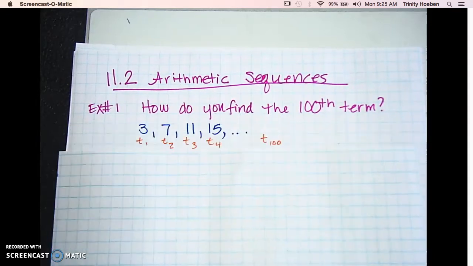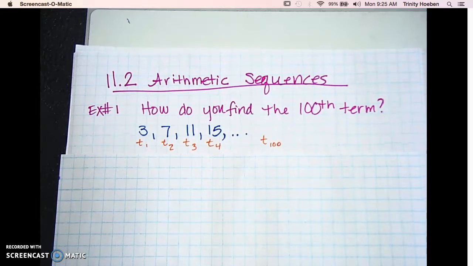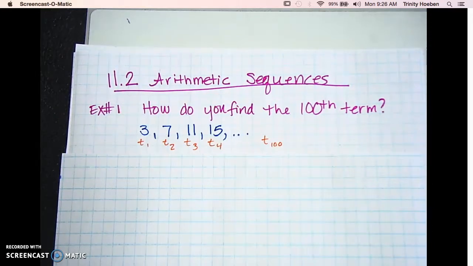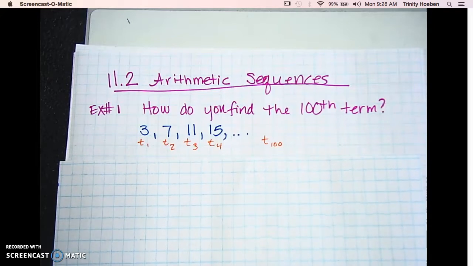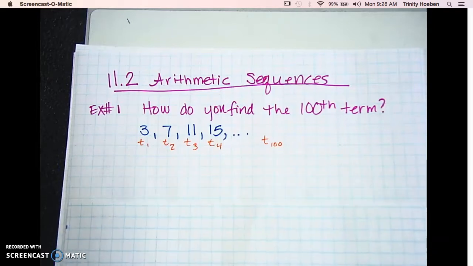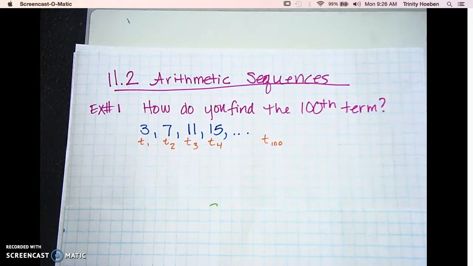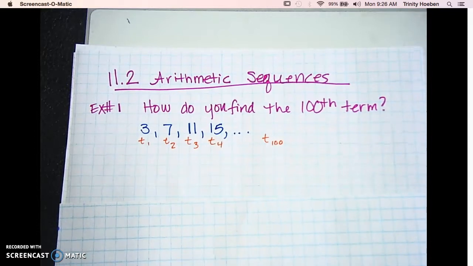So, what if you were given the first 4 terms, like 3, 7, 11, 15, and then you were asked, okay, can you get the 100th term? Little bit more work, right? So we're going to talk about how to do that, instead of just adding every time.